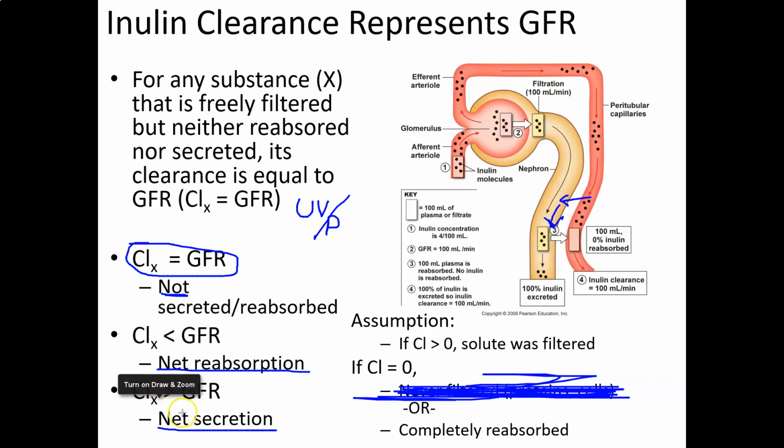And the opposite is true for secretion. So if the clearance was greater than GFR, if it was greater than 125 mils per minute, we'd have net secretion. It means that our body is taking that substance and putting it into the tubules for eventual excretion through the urine.